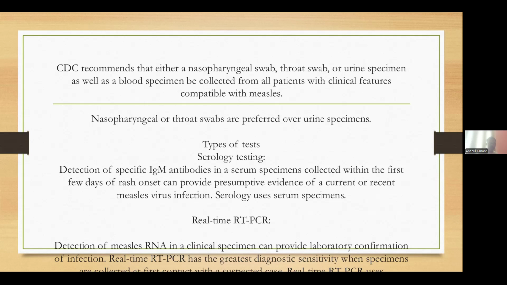Evidence of viral replication can also be seen in vascular endothelial cells at the sites of the skin rash. The rash represents an immune reaction between T lymphocytes and cells in which viral replication is taking place. Now coming to the laboratory diagnosis part.